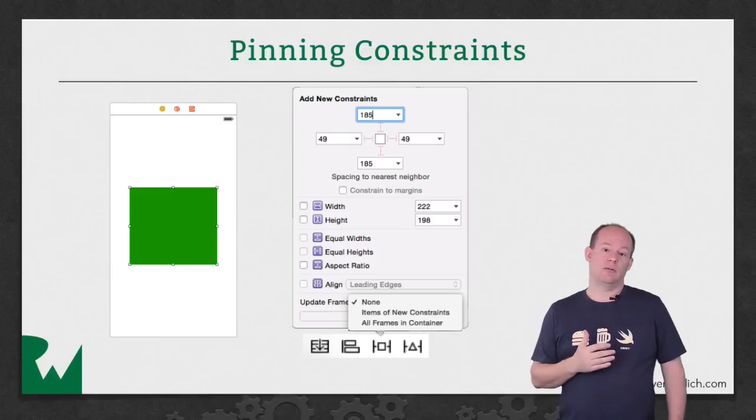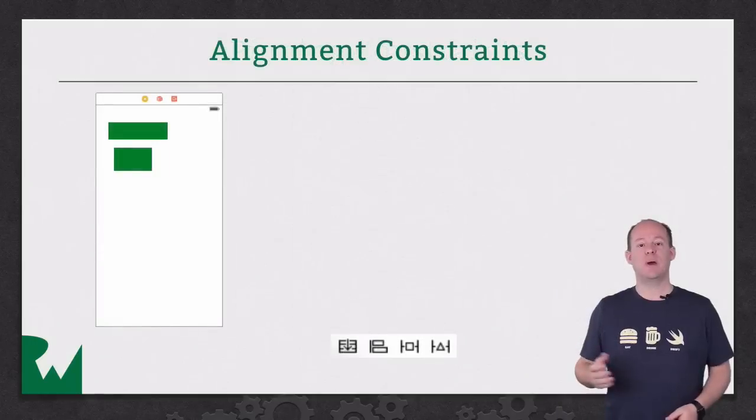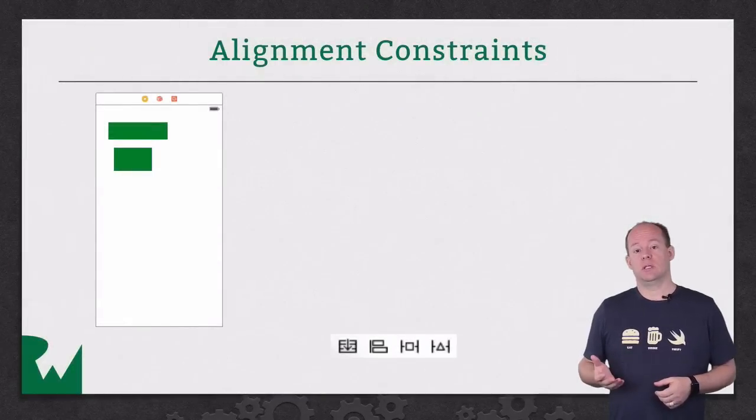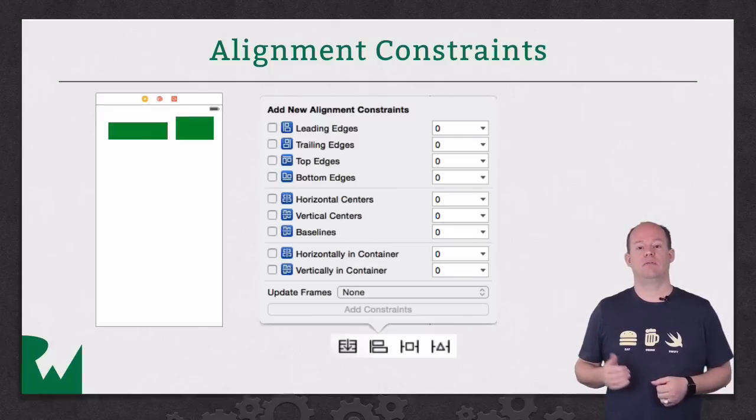You can choose to update the frames just for views that are getting new constraints, or for all views in the view controller. The next button I'm going to talk about is the Align button. That's the one with two boxes and a line next to them. With multiple views selected, this popover lets you align the leading, trailing, top, and/or bottom edges of the views.